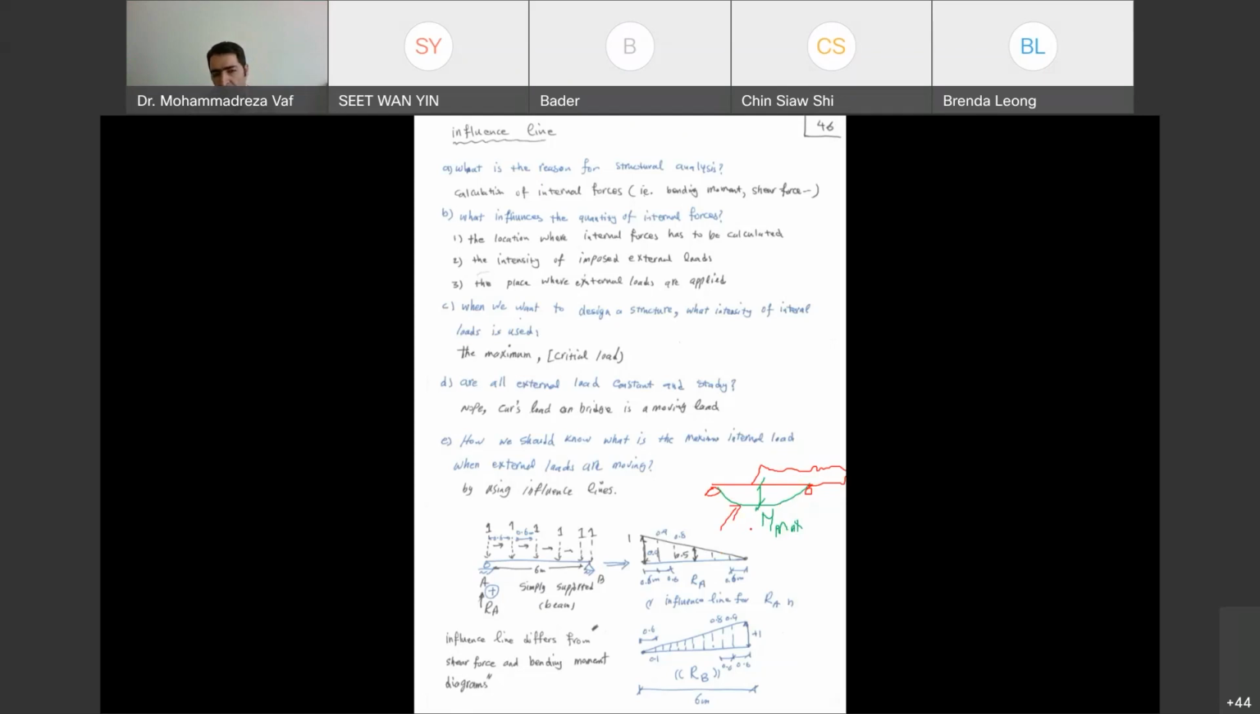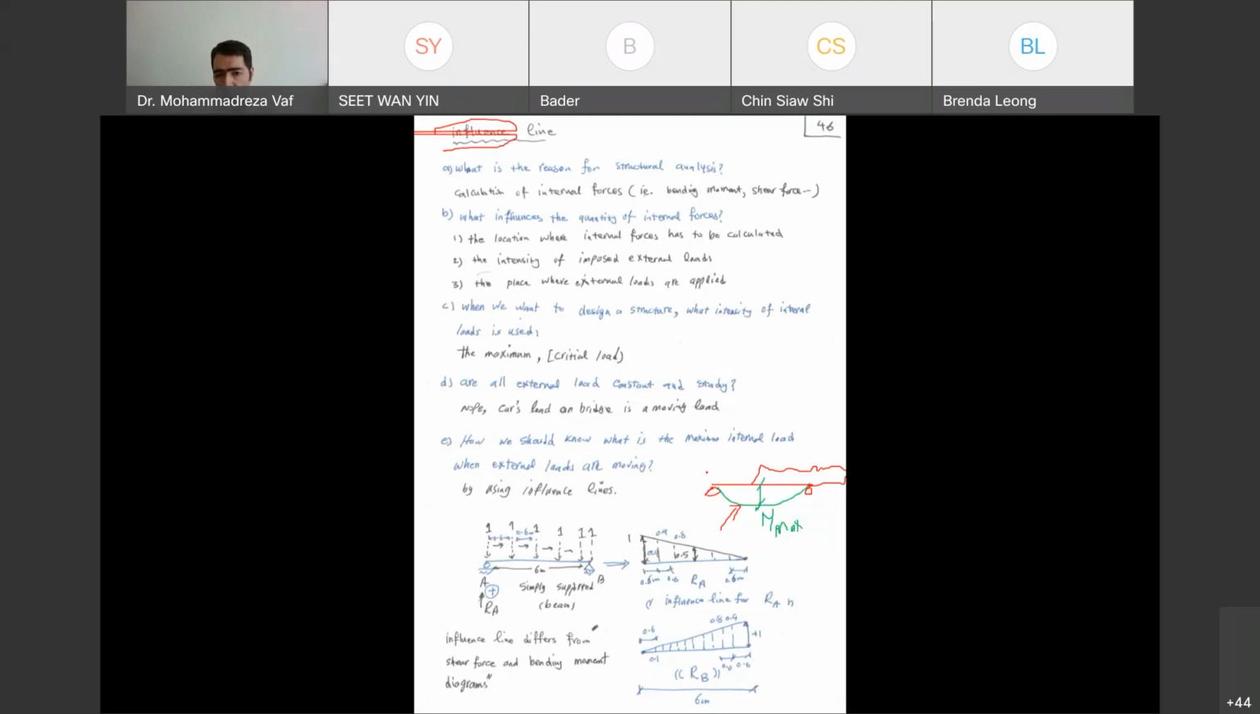And we need a new technique to see how bending moment changes when the force or the load is moving over the bridge. So this is what we are going to do in influence line. The job of influence line is to tell us how support reactions, bending moment, and shear force in one specific location change. This is very important to understand: we are drawing influence line for one specific location.